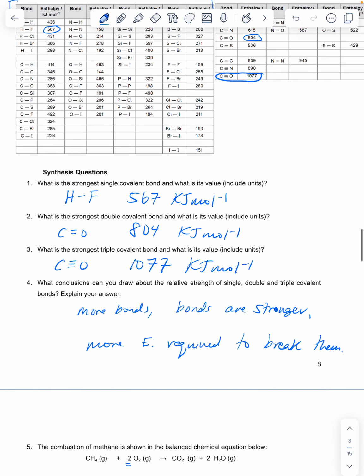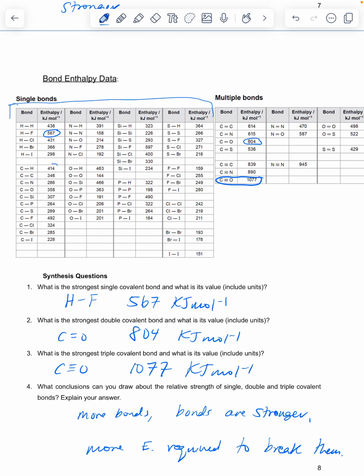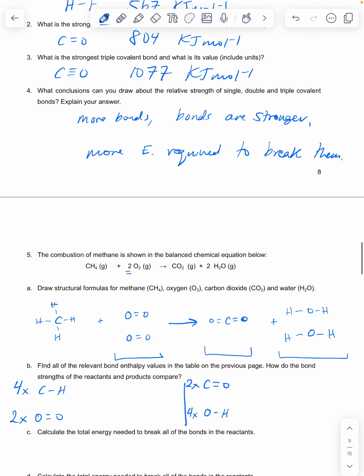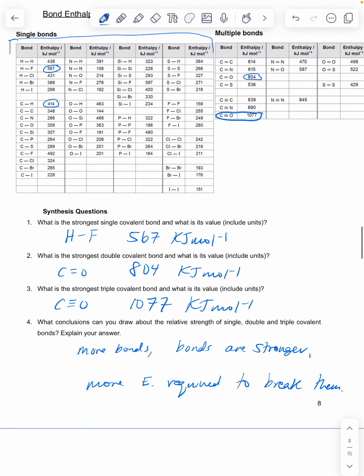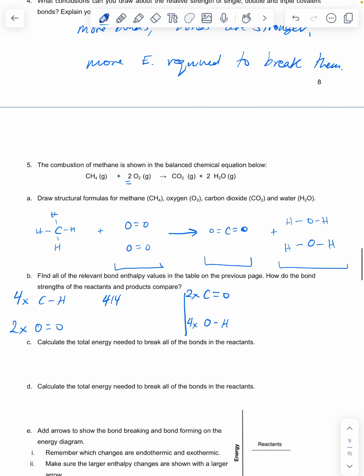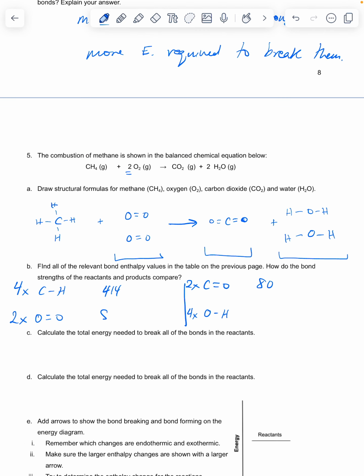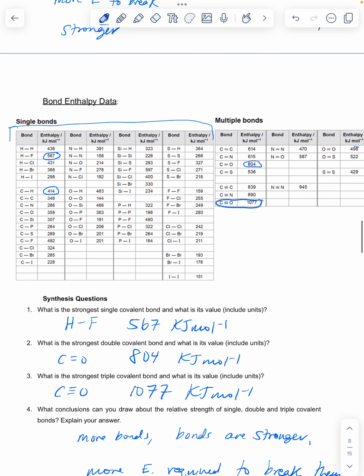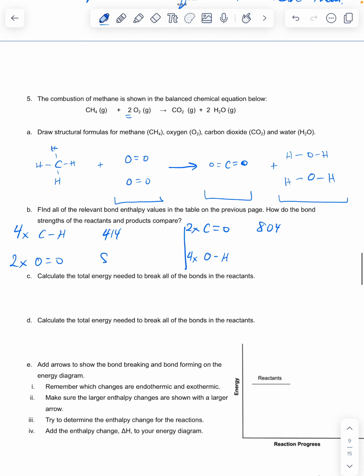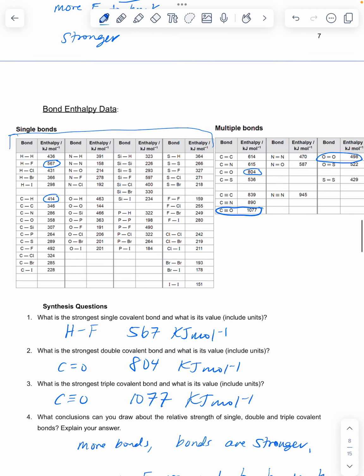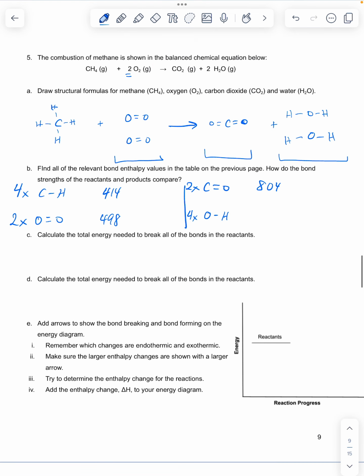All right, so now I would go back to the data table and find them. So let's see, I've got CH is 414. And I've got C to O double. We found that before. That was 804. Ooh, that goes over here. I've got the O to O double, which is 498. And then I've got O to H, which I'll find here, and that's 463. Okay, so these are the actual values for each bond.